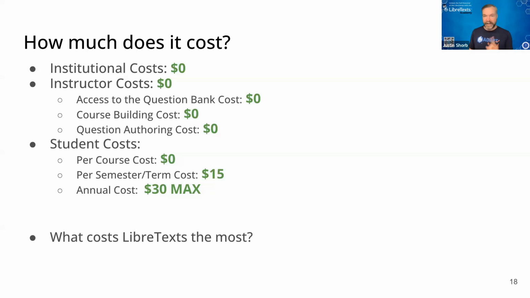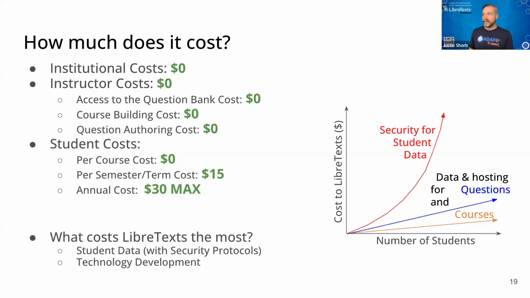And I will give a quick caveat that because this was developed with funds from the state of California, if you are in the state of California, then ADAPT is free because the state of California funded a lot of the development of this. So the reason why this works this way is because the thing that costs us the most to deal with is student data for security purposes. So on a student by student basis, that's what costs us in terms of maintaining our facilities.